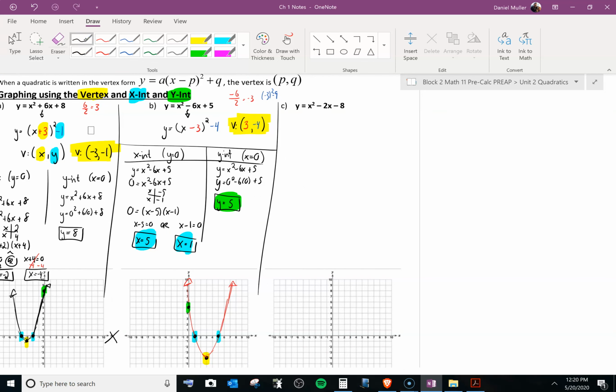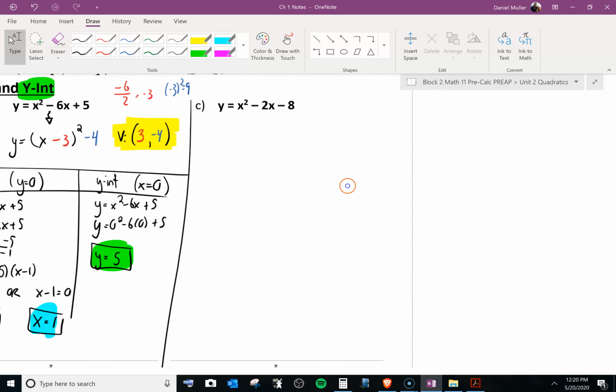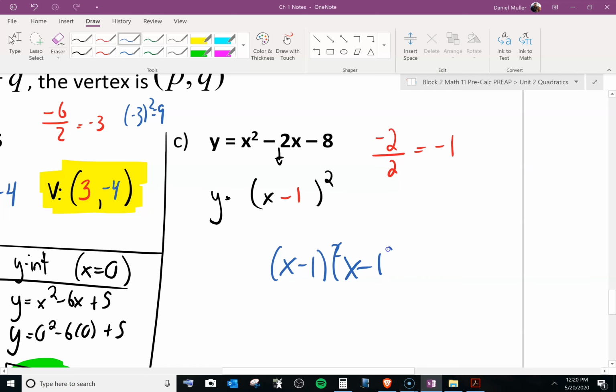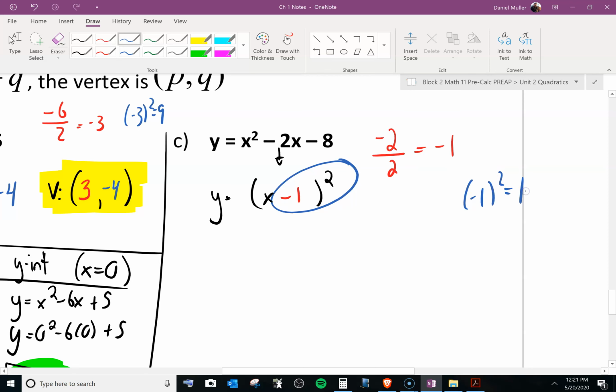And I'm going to go right into the letter C. So I need to do vertex again. So I'm going to create a square. And I'm going to take the middle number and cut it in half. -2 cut in half is going to be -1. So I'm at -1. And then I'm going to FOIL x minus 1 squared, or x minus 1 times x minus 1. However, the last term is going to be -1 squared, which is -1 times -1, which is +1. So I'm at +1, and I need to get to -8.